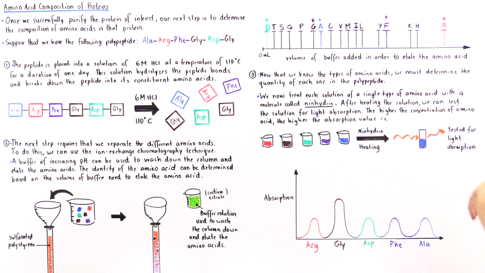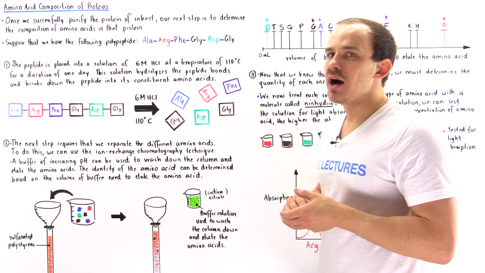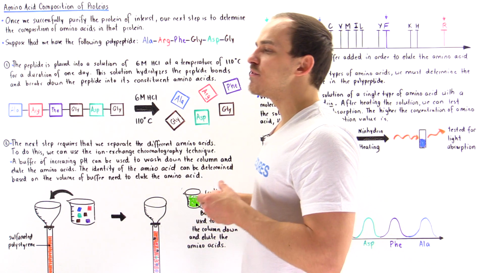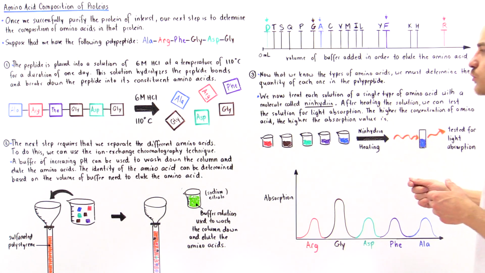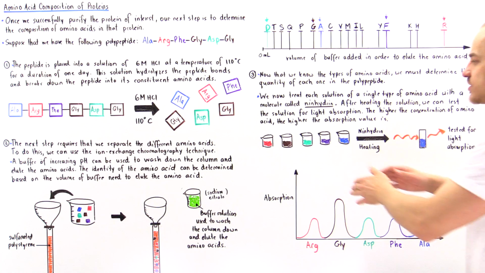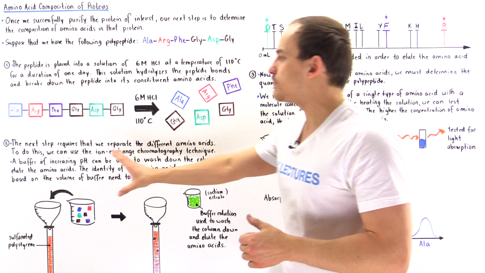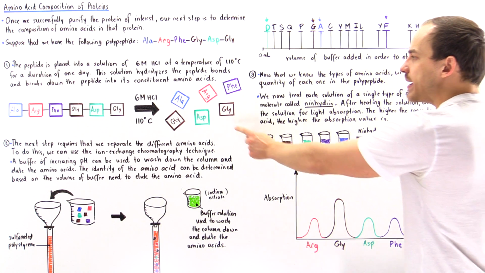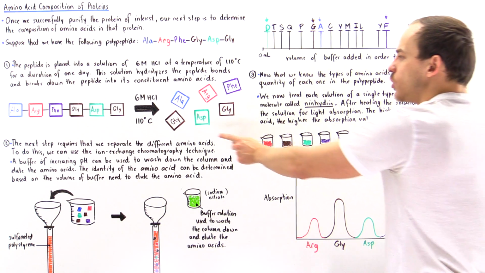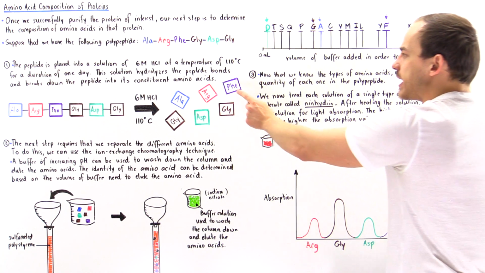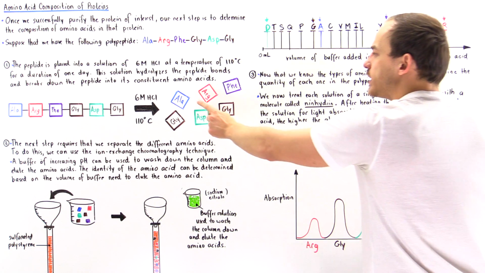So now that we know the types of amino acids involved, we must determine what the quantity of each one is in our polypeptide. And the way that we're going to do that is use a special type of molecule known as ninhydrin. So here we have our 5 beakers that we basically separated in step 2. So in beaker 1, we basically have arginine. In beaker 2, we have glycine. In beaker 3, we have aspartate. In beaker 4, we have phenylalanine. And in beaker 5, we have alanine.